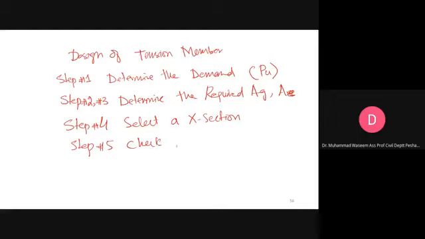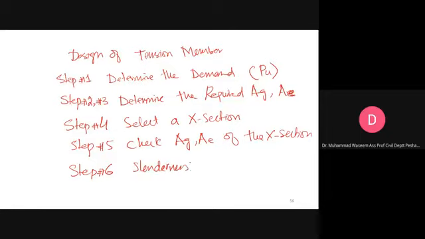Step 5 will be check the gross and effective area of the cross section, whether it is greater than the required gross and required effective area, okay. The last step is stability check or slenderness ratio. This slenderness ratio is performed by this formulation.